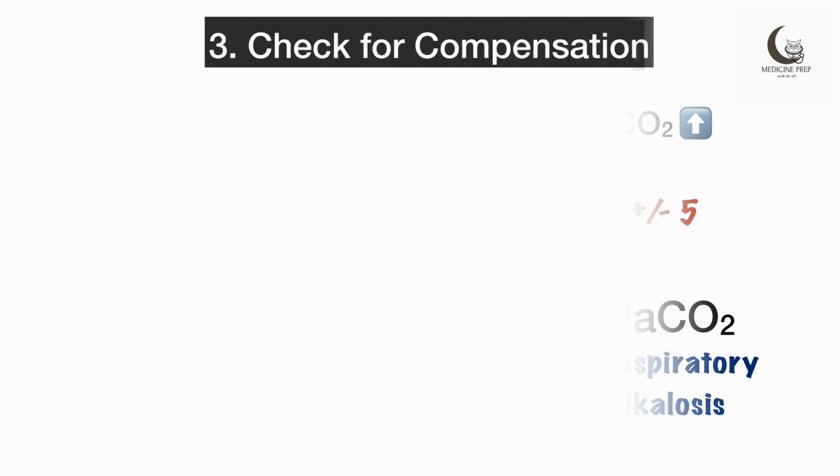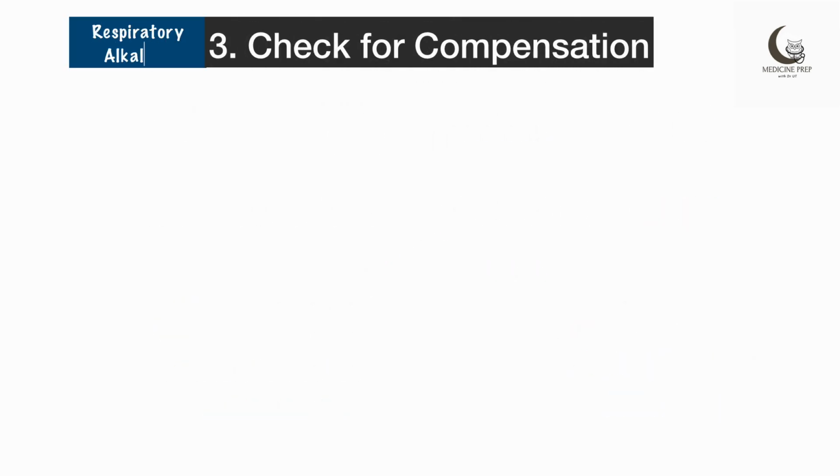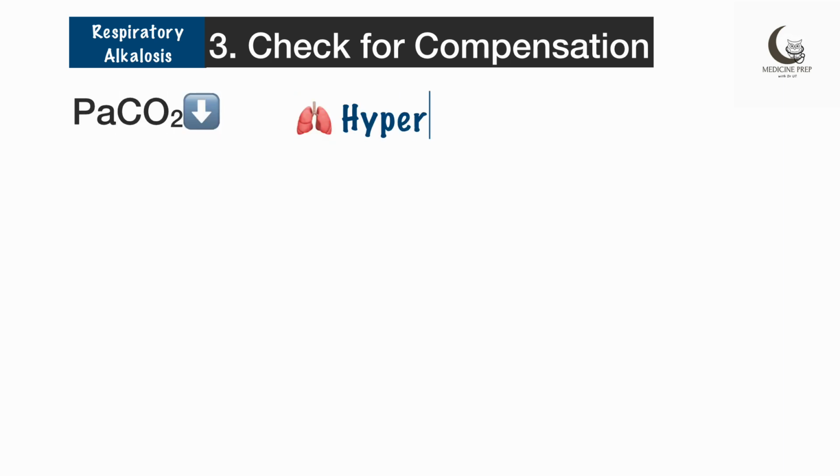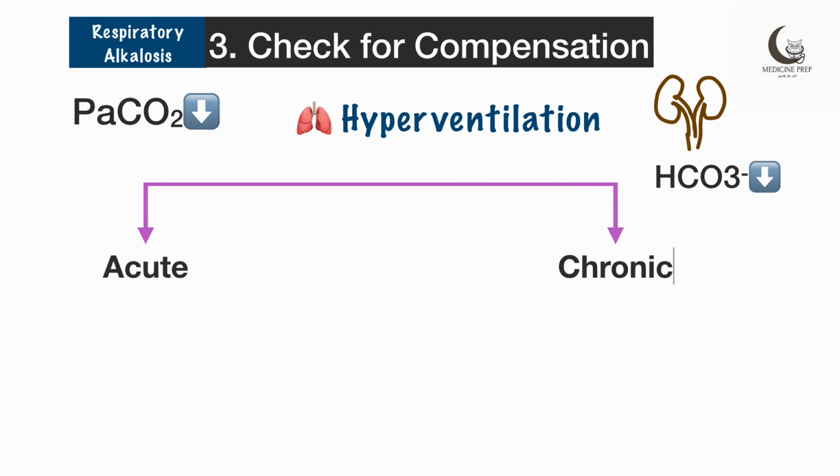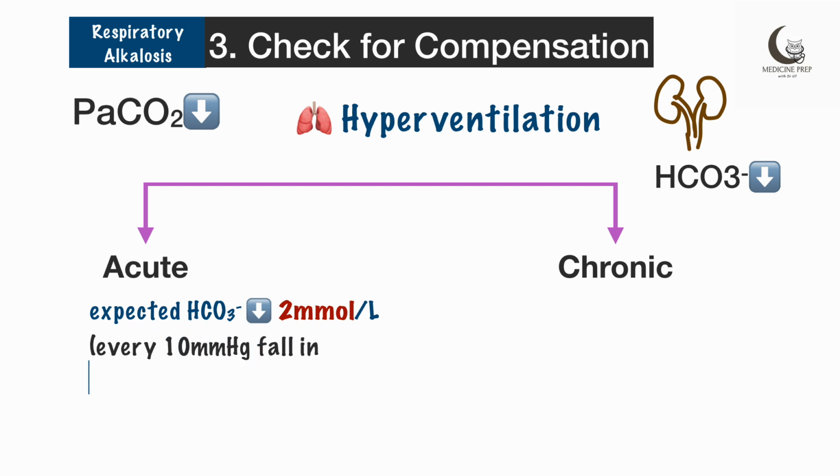Now let's look at respiratory alkalosis. Here the primary problem is a decrease in arterial carbon dioxide, usually due to hyperventilation. So the kidneys compensate by excreting bicarbonate, and the bicarbonate levels fall. The amount of compensation will depend on whether the disorder is acute or chronic. In acute respiratory alkalosis, the kidneys haven't had enough time to respond, so bicarbonate will decrease by about 2 milliequivalents per liter for every 10 mmHg fall in arterial carbon dioxide.